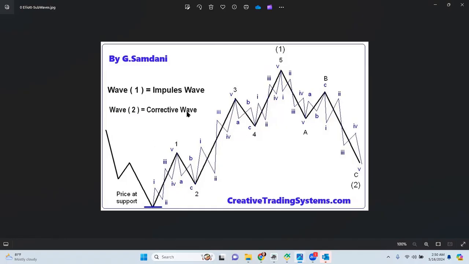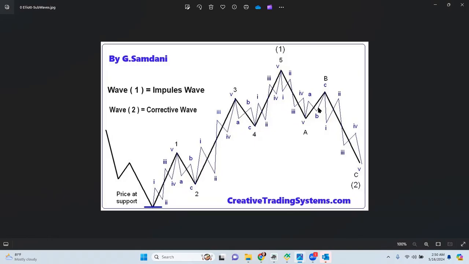And wave 2, wave 4, and wave B are the corrective waves. Now, this whole wave 1, since it's wave 1, these are subwaves, right? And then subwaves also have subwaves, right? But this whole wave is called impulse, and this whole bracketed wave 2 is called corrective wave.